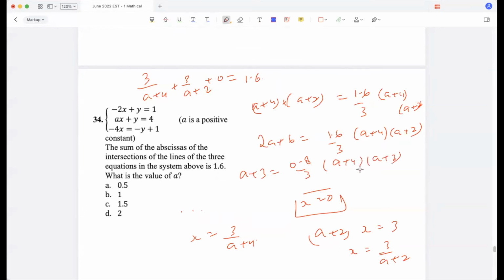Okay, now we have to find a. Let's just put in some values. 3 plus 1, 4. So 3a plus 9 is 0.8, over a plus 4 into a plus 2. Okay, 3 plus 9, 12. 5 into 3, 15 into 0.8. Yeah, so 1 fits this.